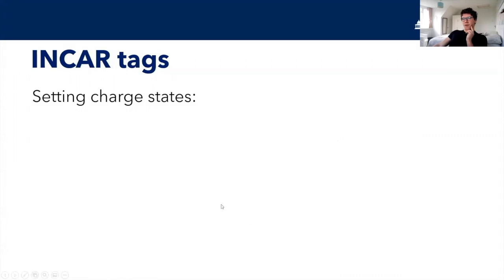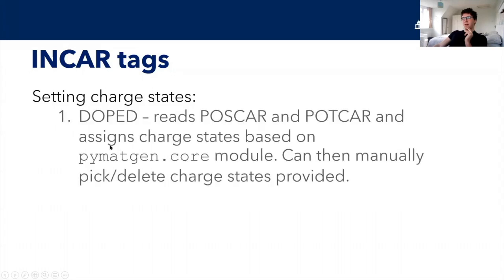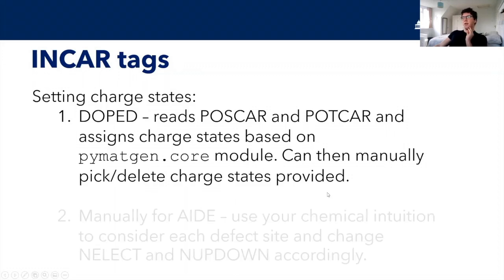The final part of the INCAR that I will discuss before handing back to Sean is what we do when we are setting different charge states for defects. So you've got 2 options here. One, you use doped, where it will read the POSCAR and POTCAR and assign charge states, as Sean was just discussing, using the pymatgen core module. And this, you can then choose which ones you want to keep. If it's missed any, you can add them in manually.